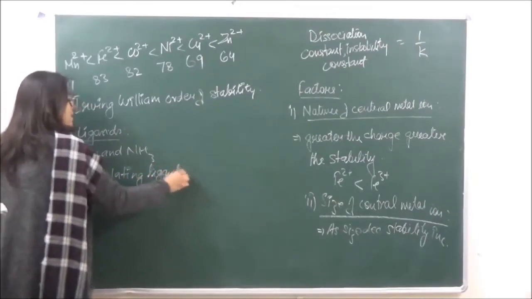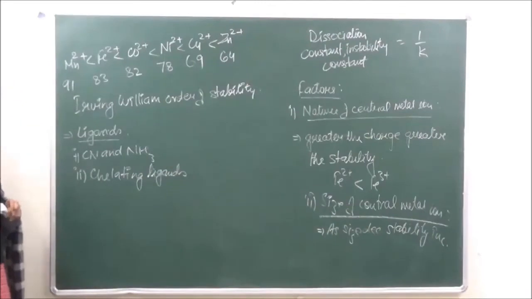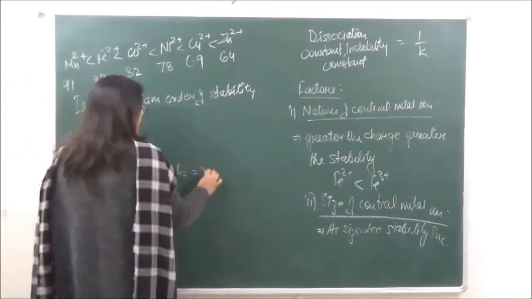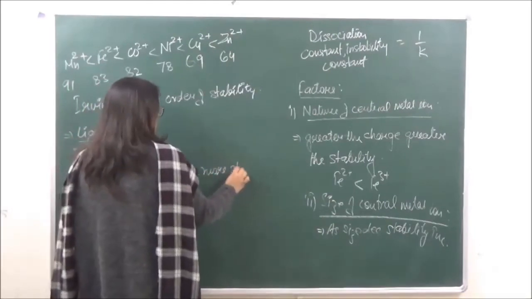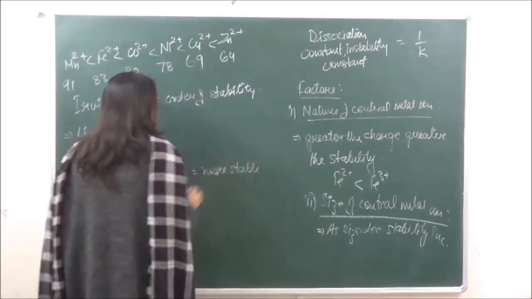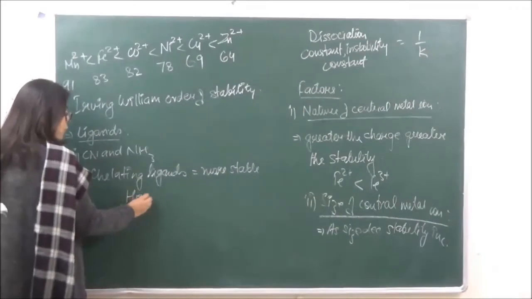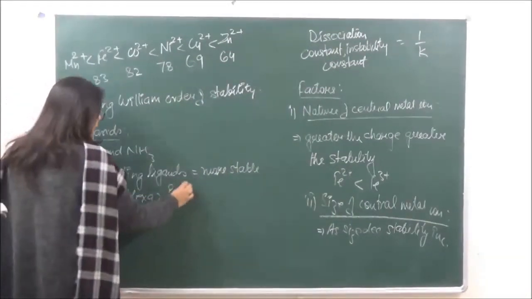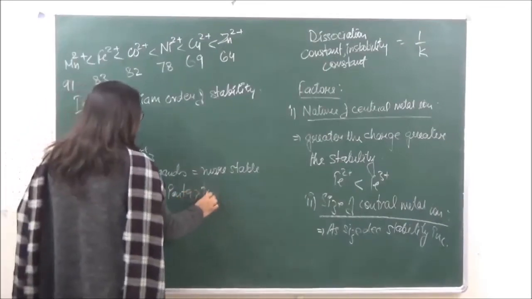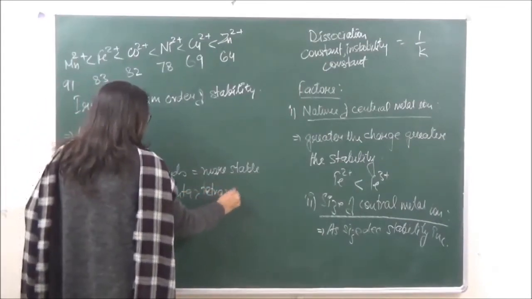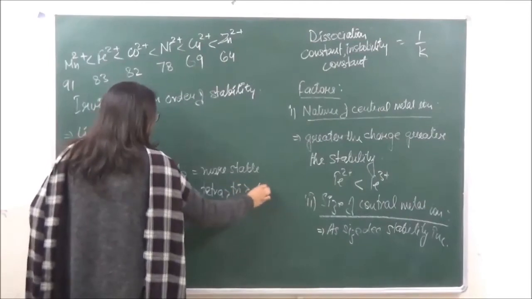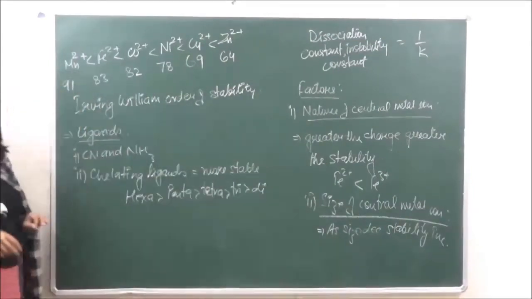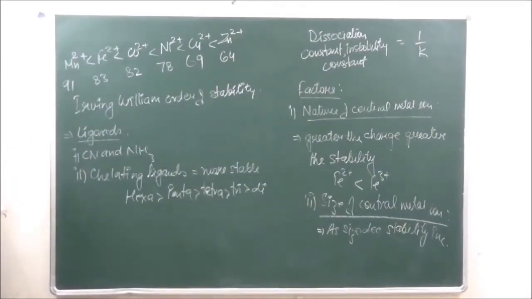Chelating ligand means bidentate, tridentate, tetradentate and hexadentate. They form more stable complexes. So in this case, hexa is going to form the most stable, then after that penta, tetra, tri and di. So this is how the stability will decrease with respect to monodentate.